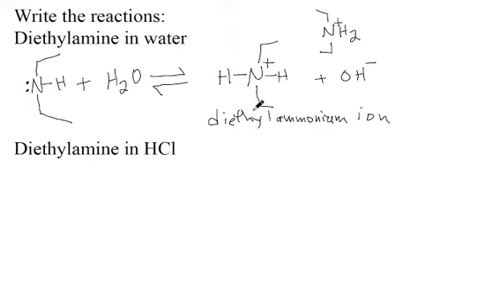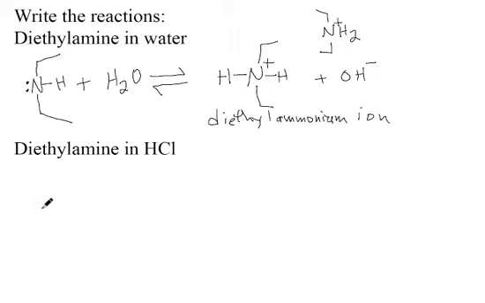And hydroxide ions. Remember, for this to be an ammonium ion, because it has 4 bonds to the nitrogen, it also will have a positive charge. It has accepted the H plus from the water, and so we have the diethyl ammonium ion.